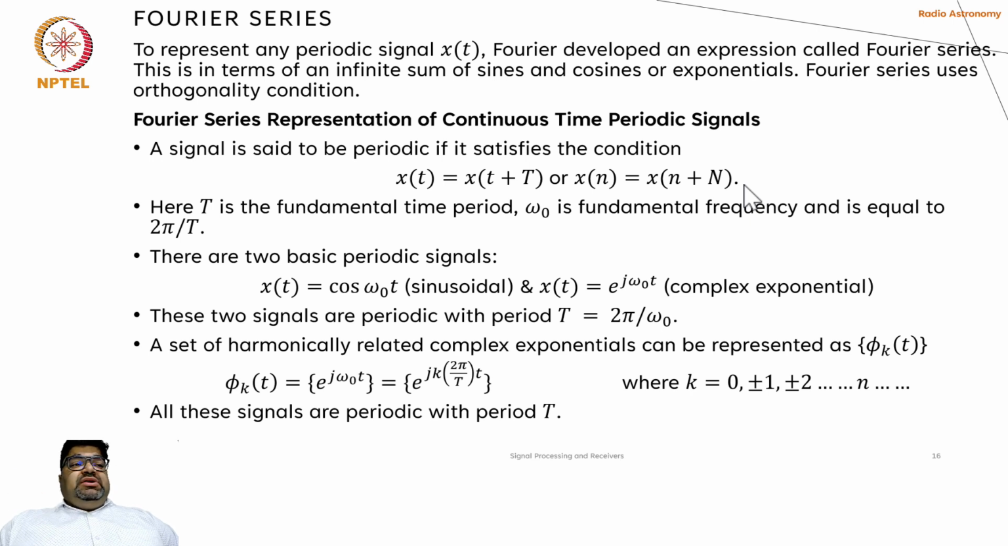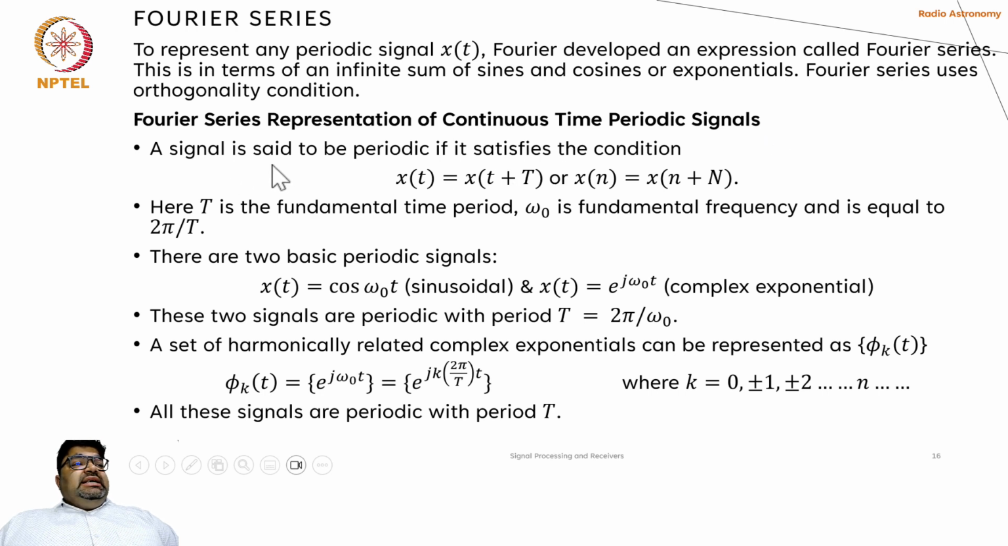Before we jump to Fourier transform, let's first start with the Fourier series, as we said. We represent any periodic signal x(t). Joseph Fourier developed an expression called Fourier series. This is in terms of an infinite sum of sines and cosines or exponentials. Fourier series uses the orthogonality condition. Fourier series representation of continuous time periodic signals.